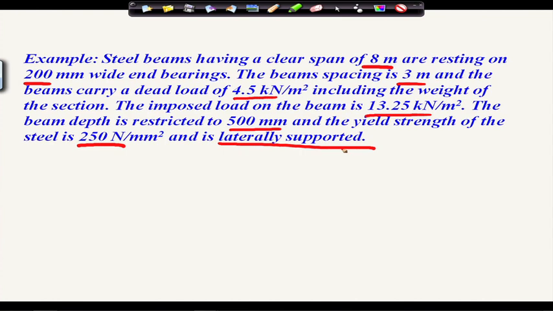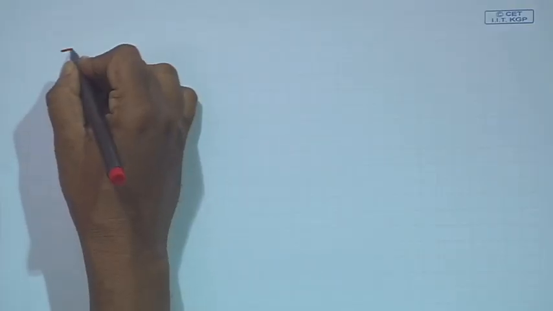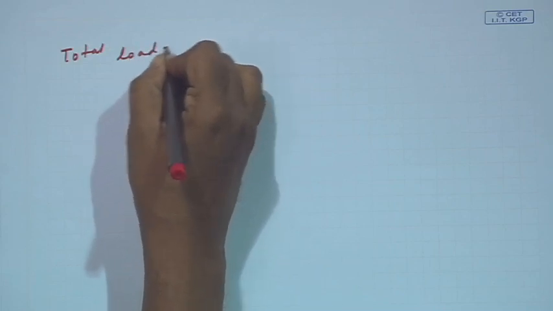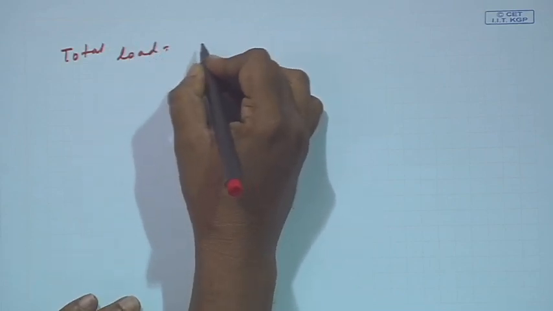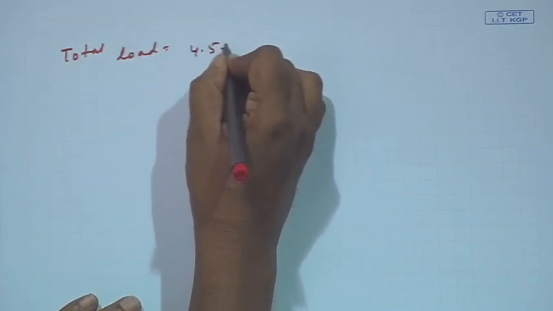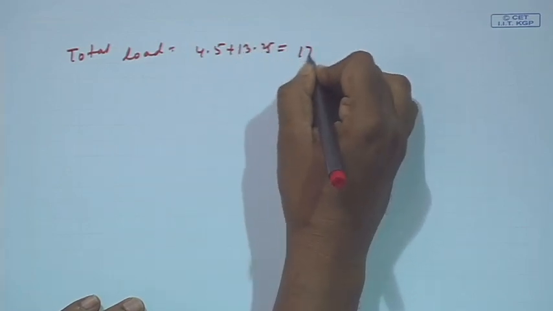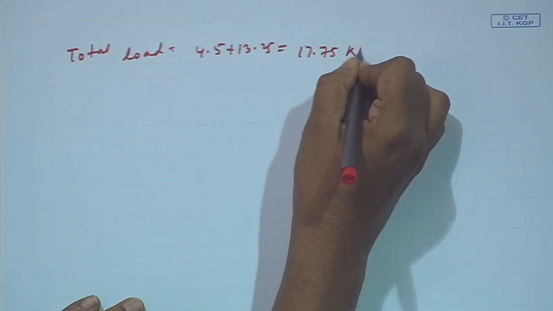So, with this we can write down that the total load, which is dead load plus imposed load, is 4.5 plus 13.25, that means total load is 17.75 kilonewton per meter square.